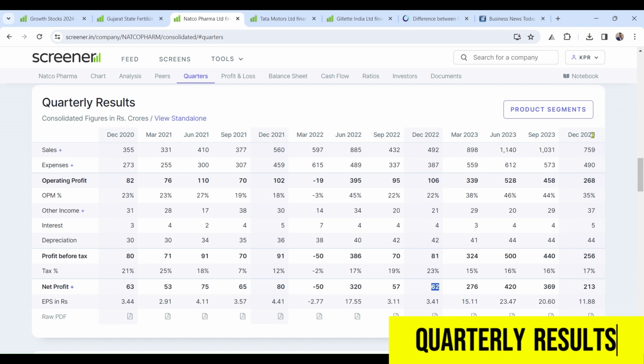So why do we have to compare it with the last December? This question comes to everyone's mind. Why? Because these businesses work in quarters, right? A company might do well in quarter one, and might not do well in quarter four because of their business model. For example, let's say consumer goods, the fridge, mixies, and all.